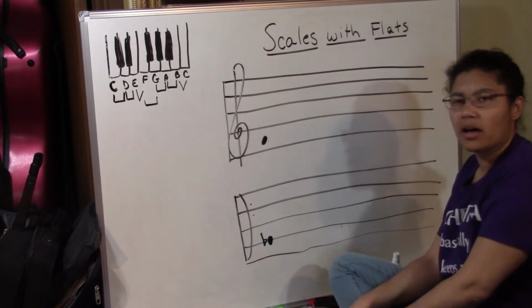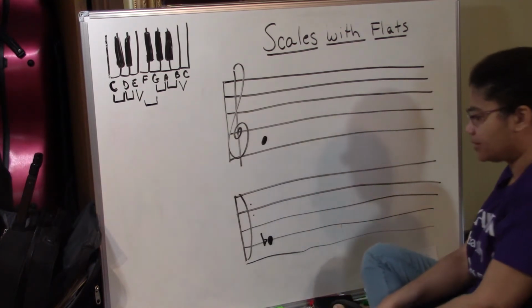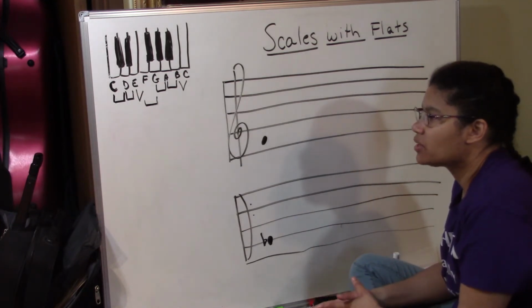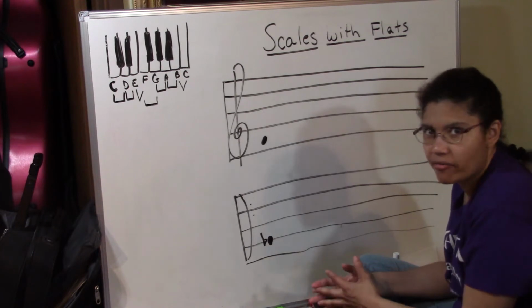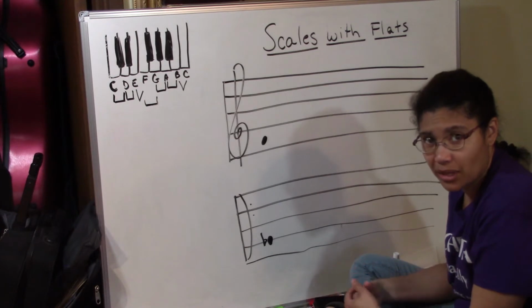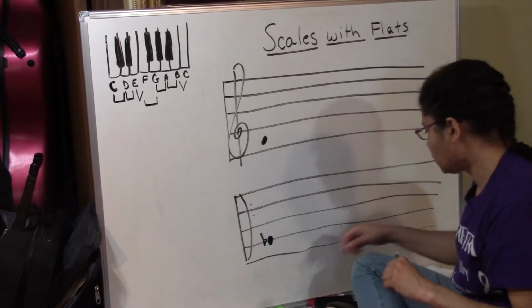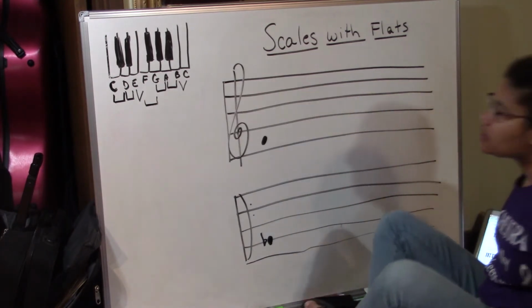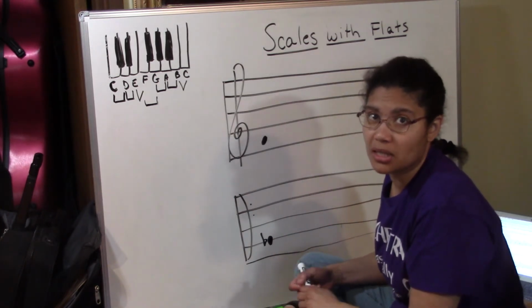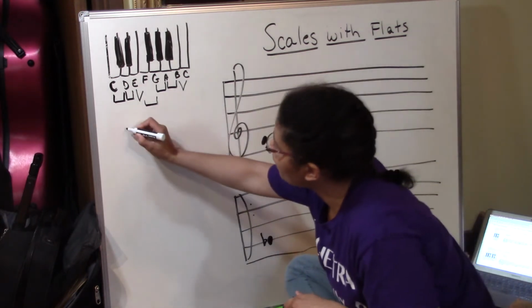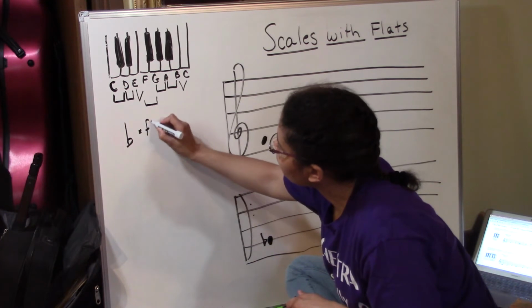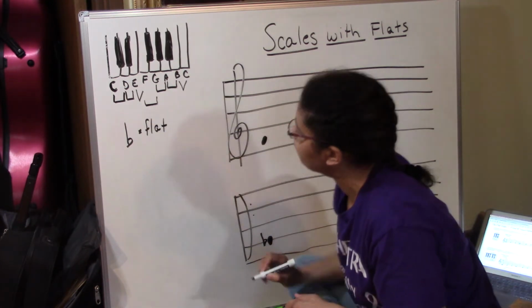Okay, we are going to talk about scales with flats in this video. Now, we're getting into a real explanation of why we have sharps and flats and naturals in music, okay? And these are really the fundamental building blocks. So let's just talk about some of the symbols that you will see, and one of them is called a flat. It looks sort of like a B, and we call it a flat.